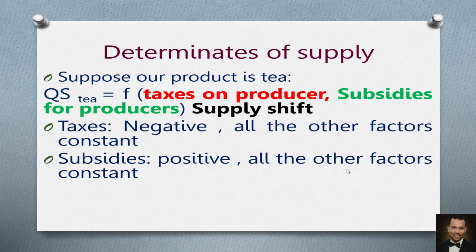An increase in taxes will lead to production decreased, and the supply curve will shift to the left, all the other factors constant. A decrease in taxes, good news, and the supply curve will shift to the right, and the quantity supplied increased. An increase in subsidies, good news, and the supply curve will shift to the right, quantity supplied increase. A decrease in subsidies, bad news, and the supply curve will shift to the left, all the other factors constant.